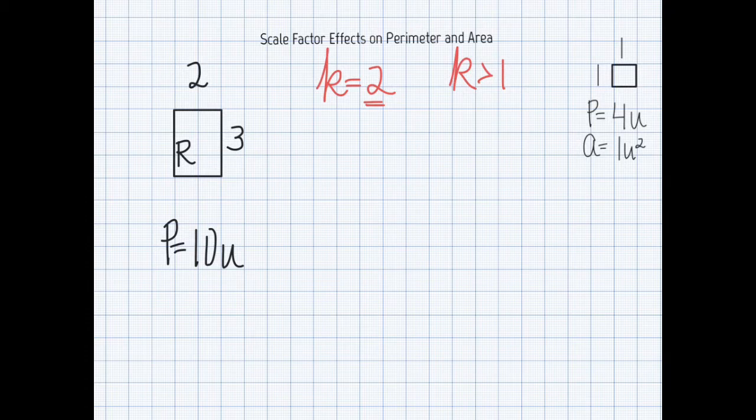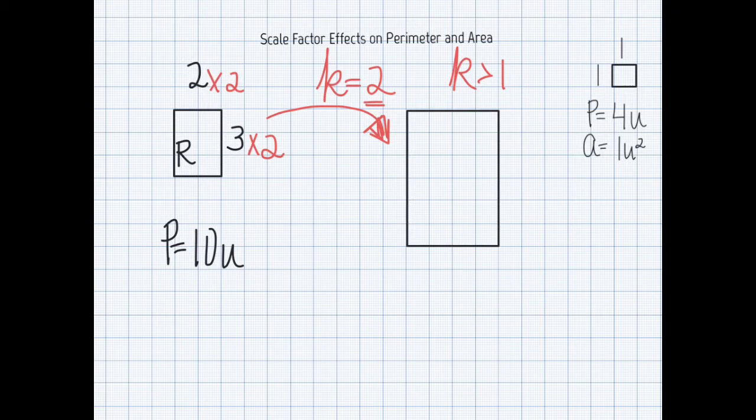R, and that is going to produce a new rectangle R prime. So I'm going to take every dimension and I'm going to multiply it by the scale factor of 2. And when I do that, I know that I'm going to create an enlarged figure. So now here is our enlarged figure, and we're going to call this rectangle R prime. We know that this new rectangle R prime is twice the size of the original figure rectangle R because we applied a scale factor of 2.